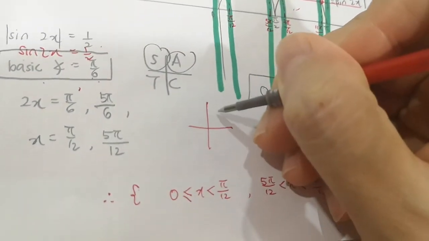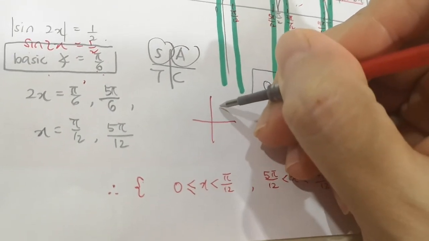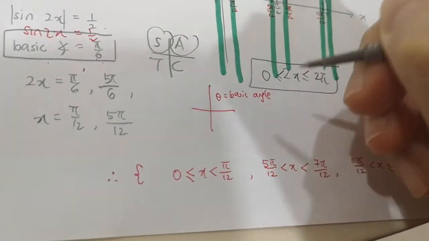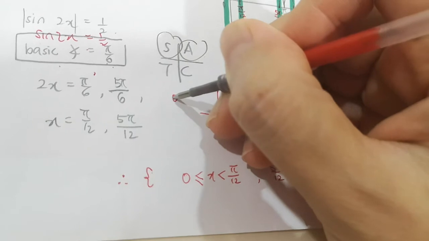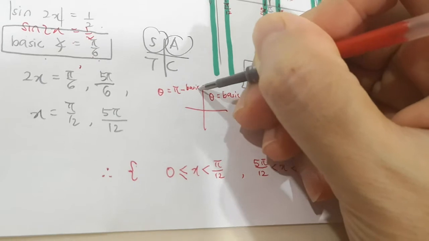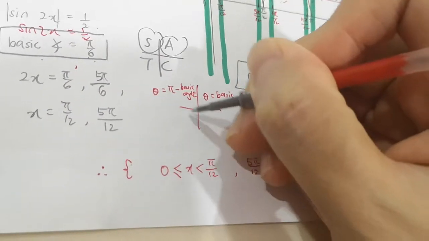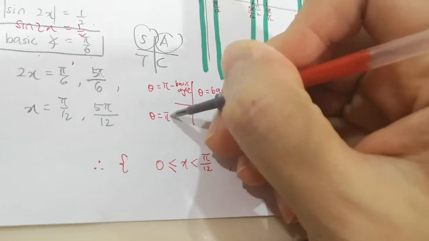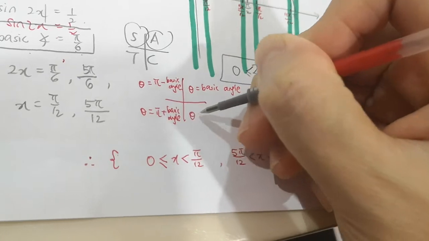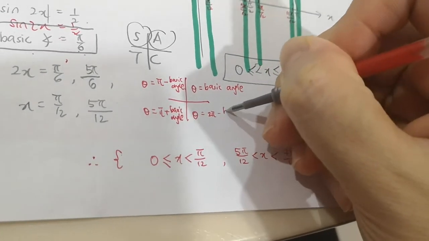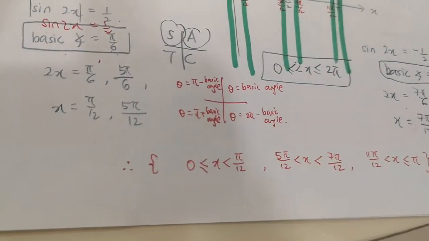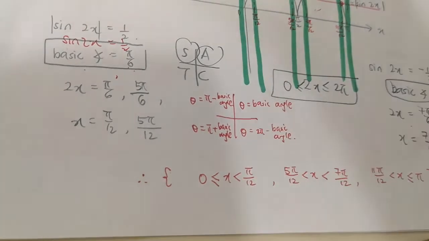If it is radians, in the first quadrant theta equals the basic angle. And then for the second quadrant, theta equals pi minus the basic angle. For the third part, theta equals pi plus the basic angle. And for the fourth part, theta equals 2 pi minus the basic angle. You memorize only this. I think you don't need to memorize, this is common sense.